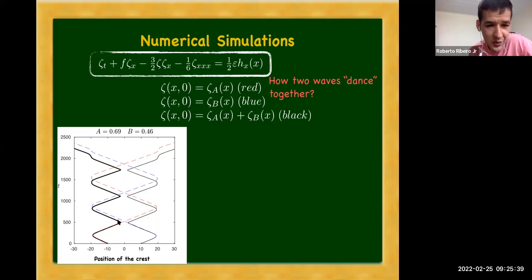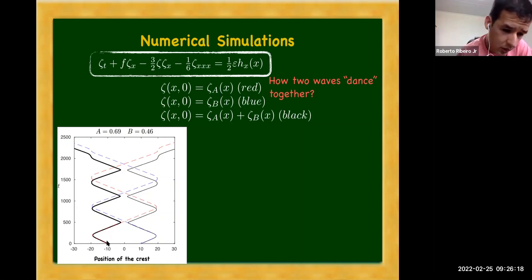So let me explain this figure here. This figure summarizes a certain experiment. In this figure, we show the position of the crest for several times. For example, let's fix our attention on the red line. The red line denotes the solution for the case in which the initial data is just zeta A. So basically, what we see here.